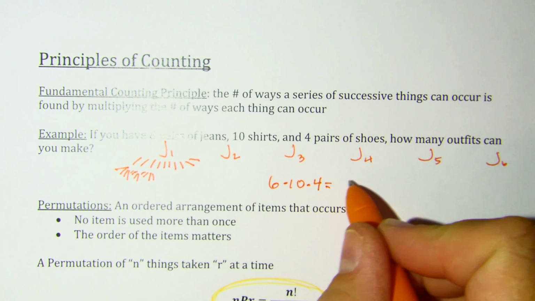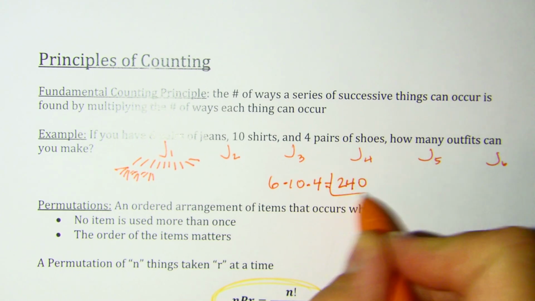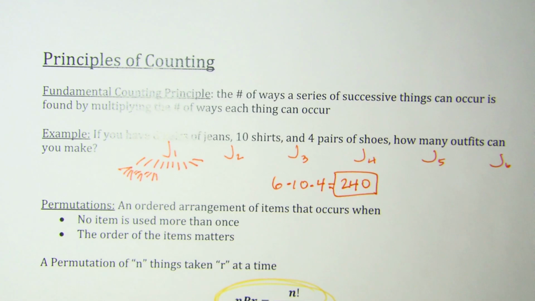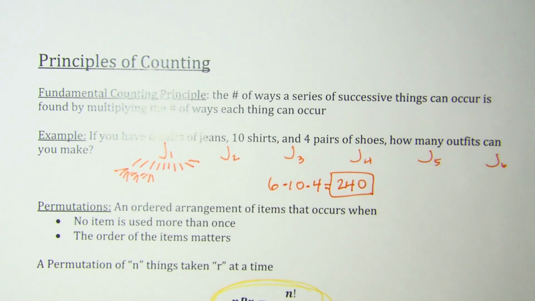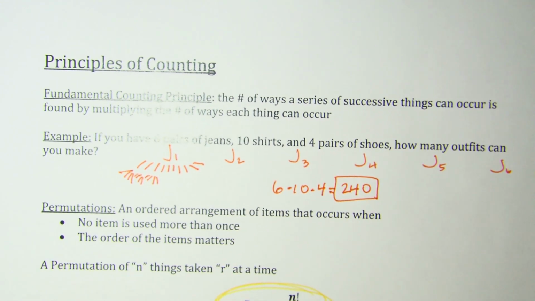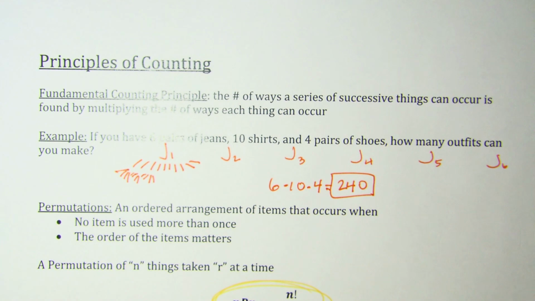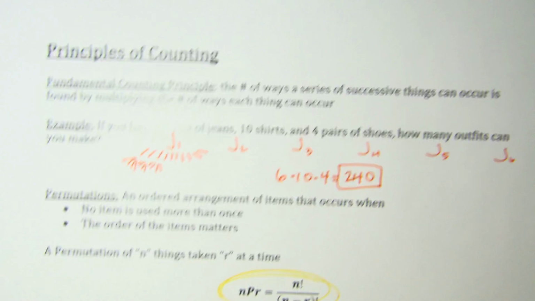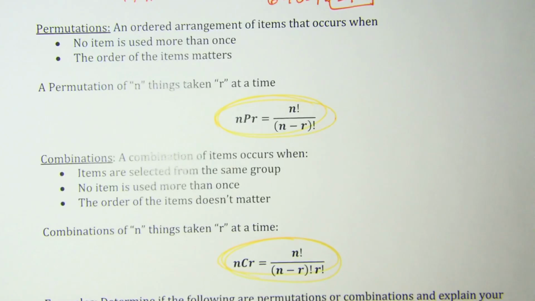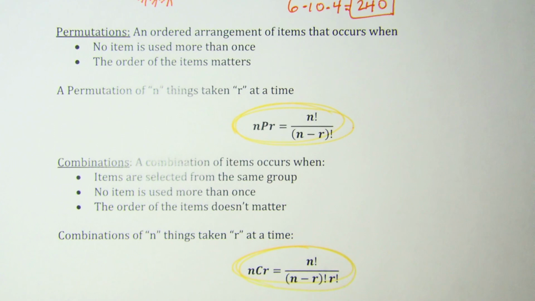Well, that's going to be 240 different outfits you can make with 6 pairs of jeans, 10 shirts, and 4 pairs of shoes. Okay. So that's the fundamental counting principle. And then the next thing we're going to look at are permutations and combinations. And hopefully in a previous math class you've been exposed to this, or you've seen this a little bit before.